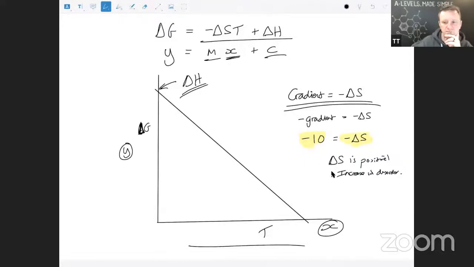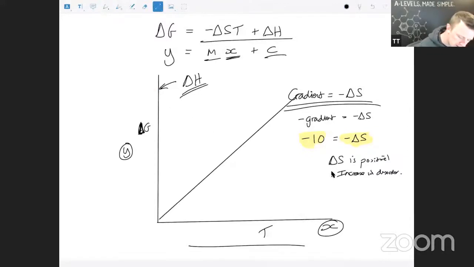Any other takers? Yeah, so the gradient equals minus delta S. So when you've got a positive correlation, the gradient still equals minus delta S. So this time your gradient is positive. Okay, so that means that delta S is negative.